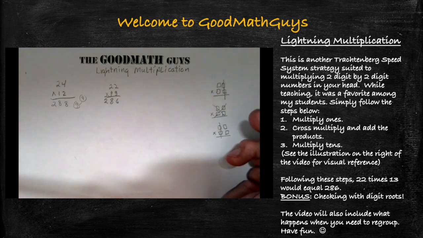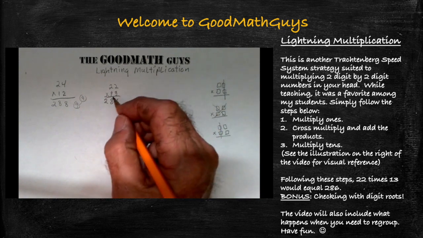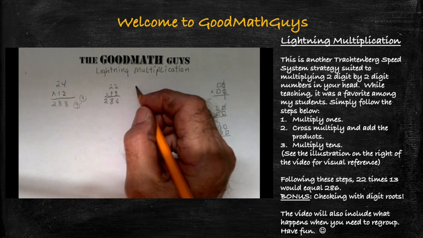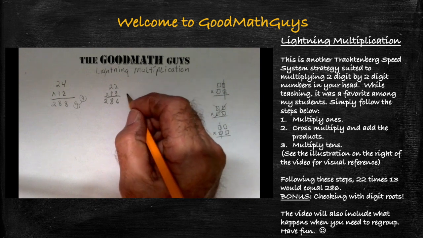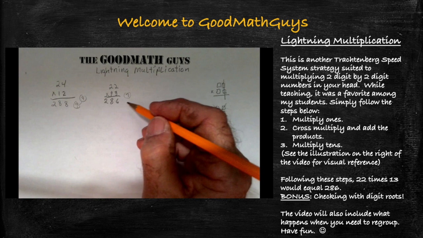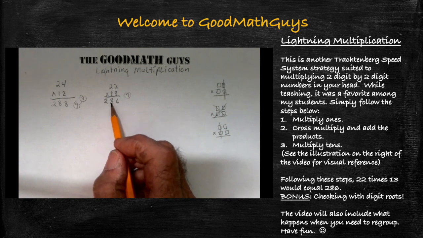Again, let's use digit roots to check it out. The digit root for 22 is 4. The digit root for 13 is 4. 4 times 4 is 16. 16 is not a digit. 1 plus 6 is 7. So we think the magic number here is 7. See how that gets to be real mental for kids once they get used to doing stuff like that? So let's check here. We've got 2 and 8 is 10.